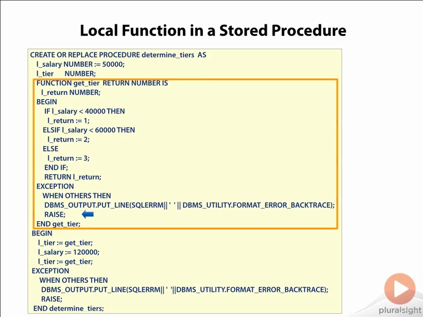With the local function being the last thing to be declared, we start the execution section of the parent procedure, and here we assign the value returned by getTier to L tier. It will assign it a value of 2 as the L salary over here has a value of 50,000. Next, we change the value of L salary to 120,000 and again call the local function getTier and assign the value returned by it to L tier. This time, the call will return a value of 3.